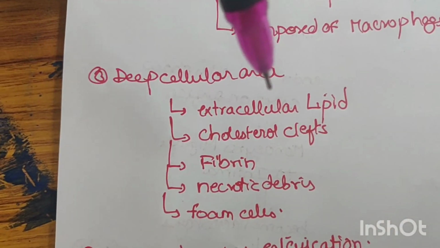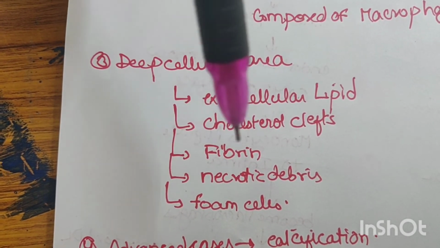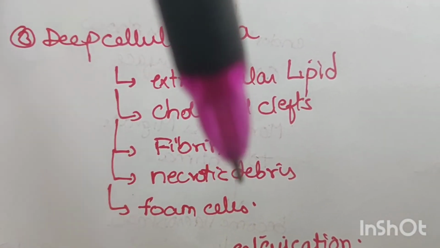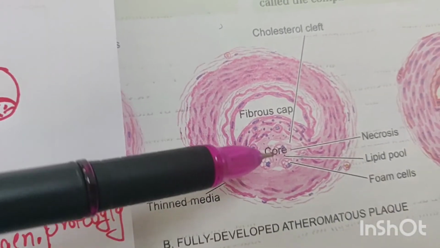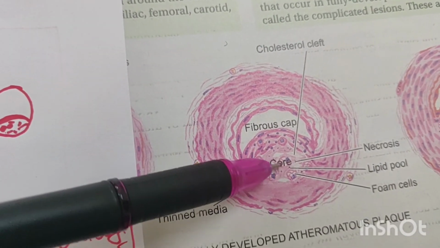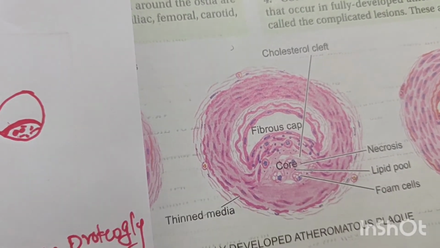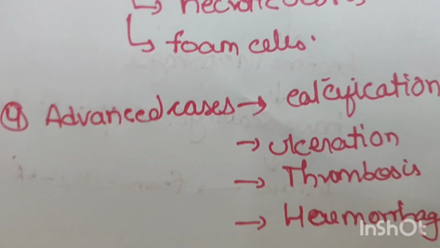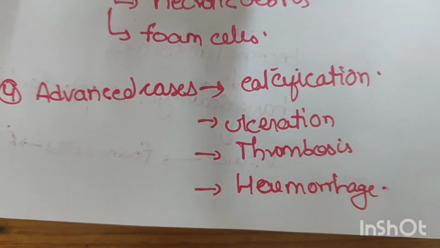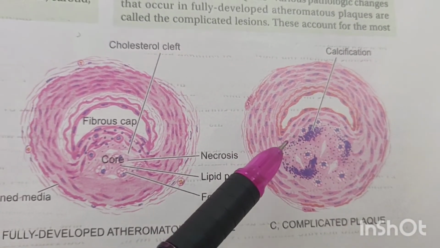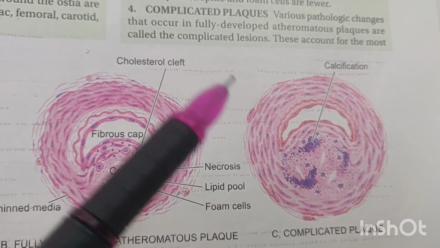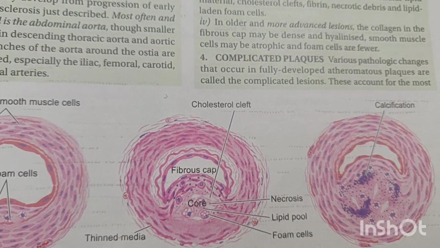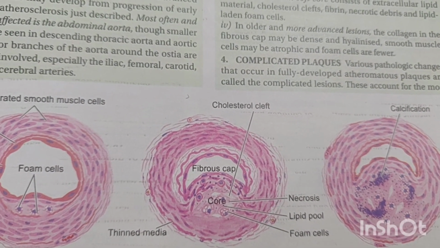And next, in the deep cellular area there is extracellular lipid, cholesterol clefts, fibrin, necrotic debris and foam cells. You can see there are cholesterol clefts, necrosis in the core and foam cells, and extracellular lipid is also present. In advanced stages we can see calcification, ulceration, thrombosis, and hemorrhage. You can see there is finally formation of calcification in the complicated plaque. Okay, this is about the morphology.